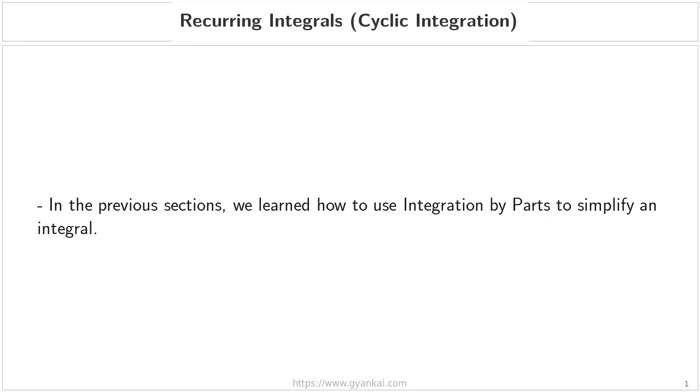Recurring integrals, cyclic integration. Okay, so let's move on to a new, slightly more challenging type of integral.